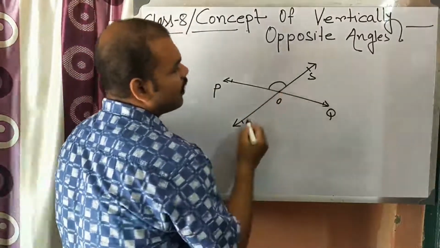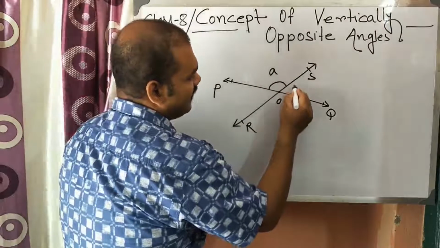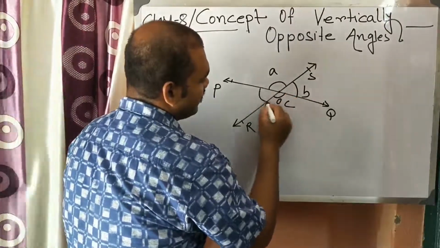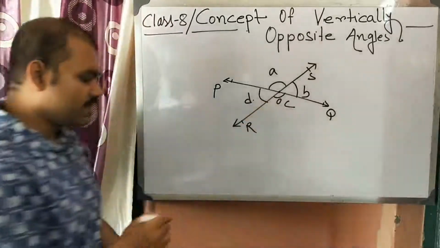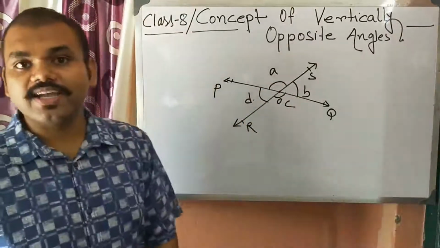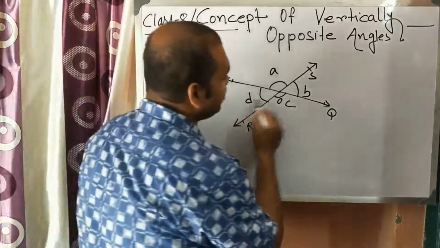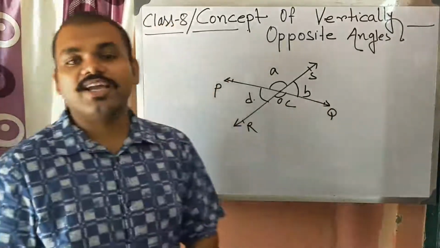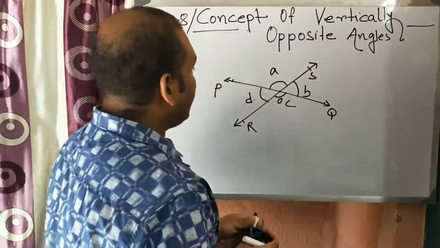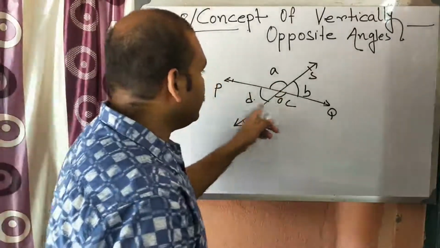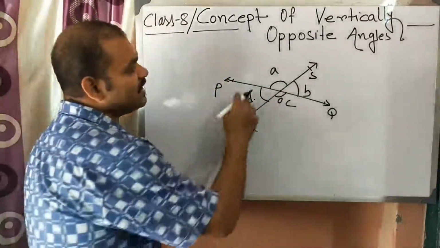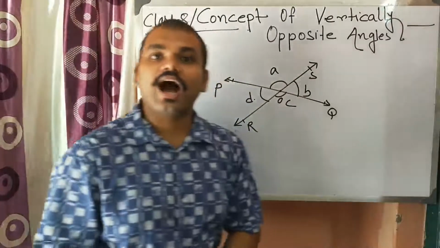They form four angles. One angle is A, this angle is B, this angle is C, this angle is D. Now these A and C are known as vertically opposite angles, whereas D and B are vertically opposite angles. Now let us prove that A is equal to C and D is equal to B. That is, the vertically opposite angles are equal.